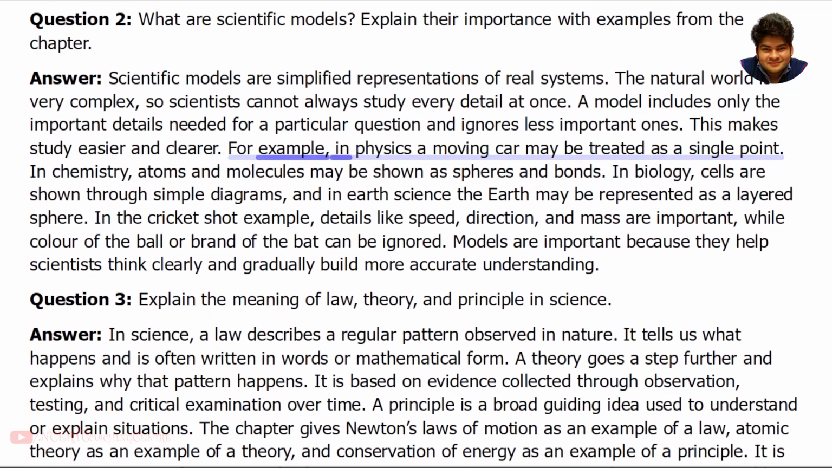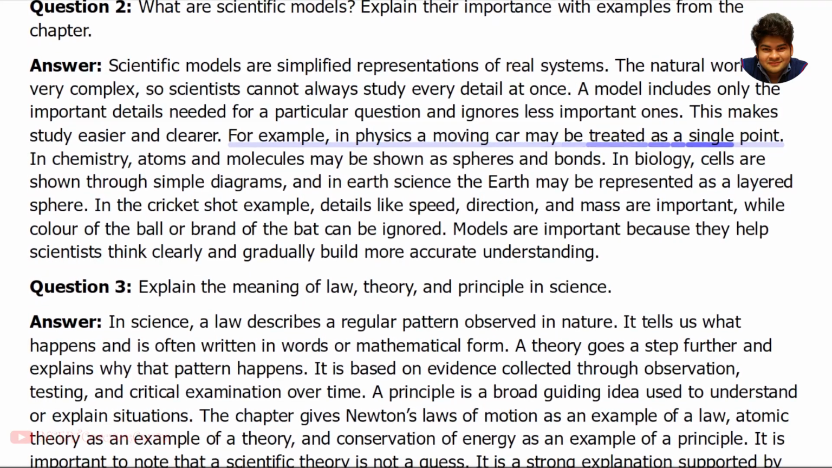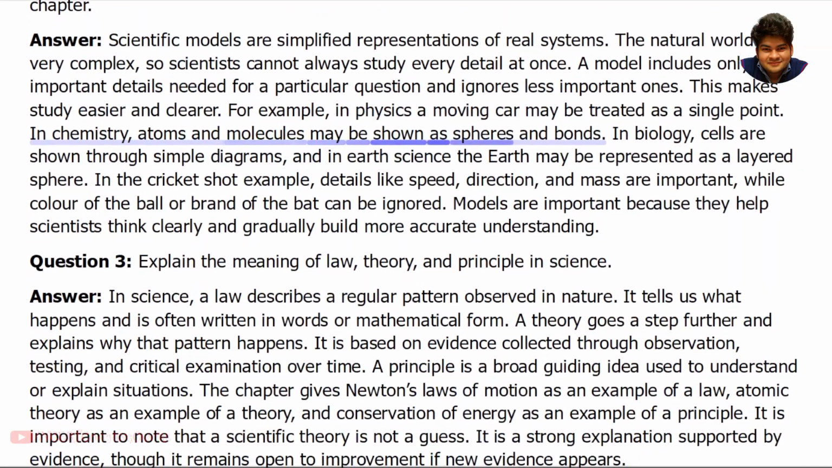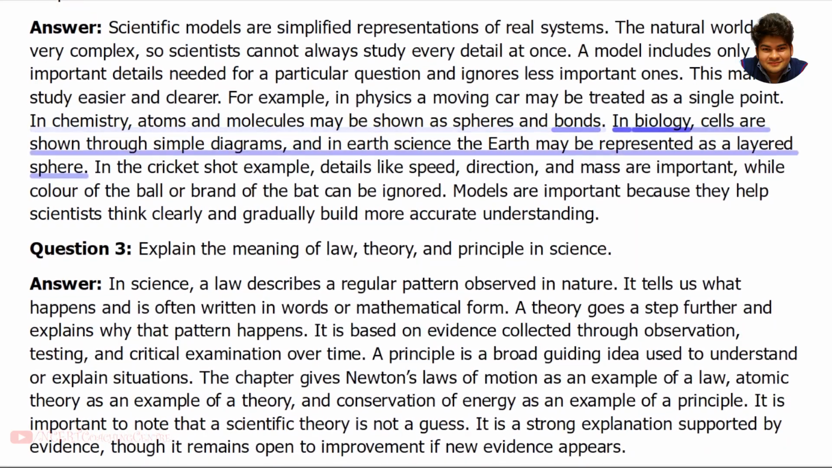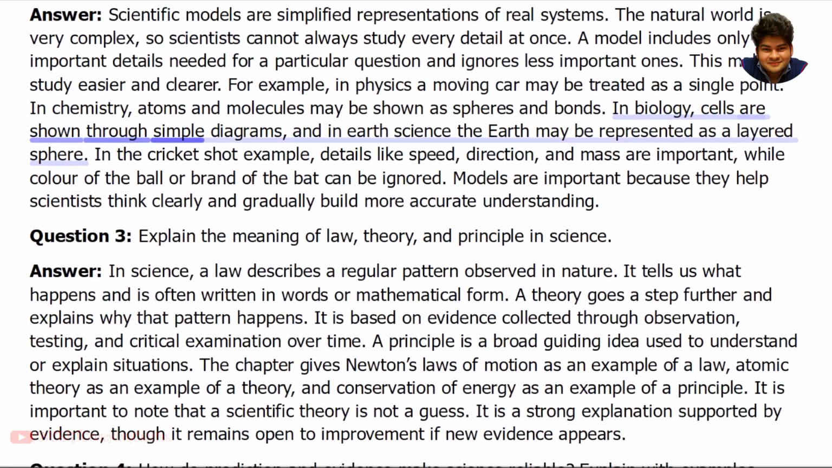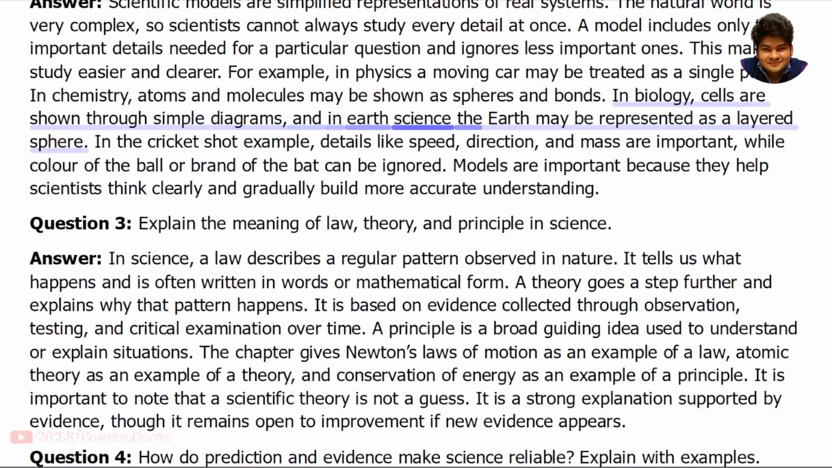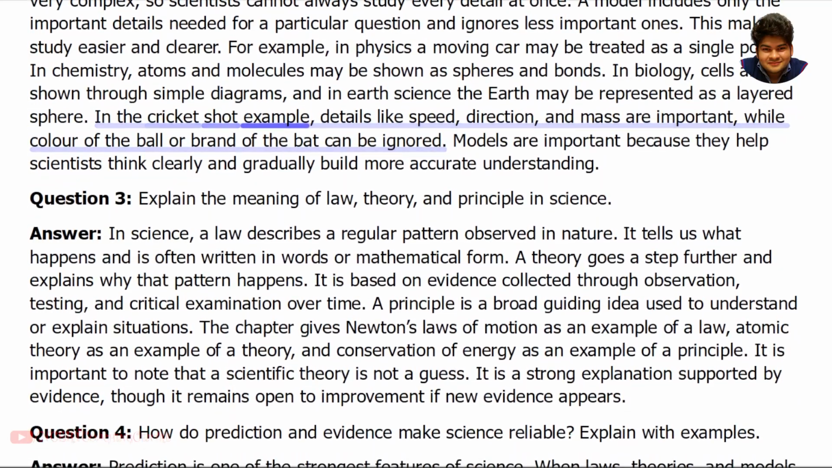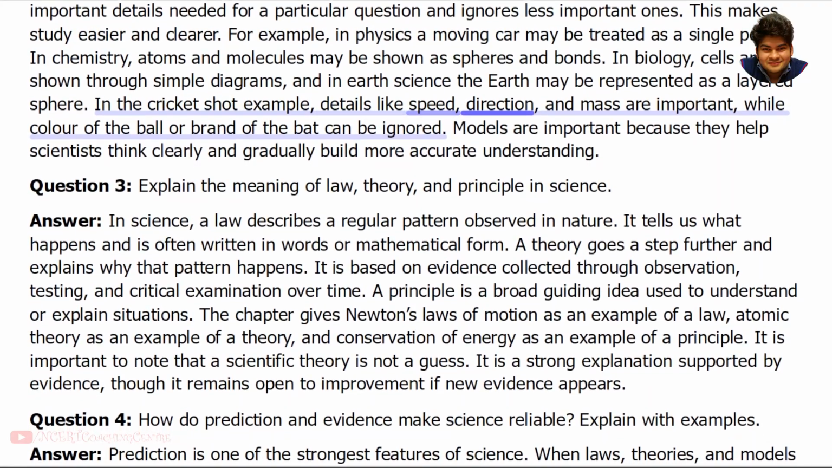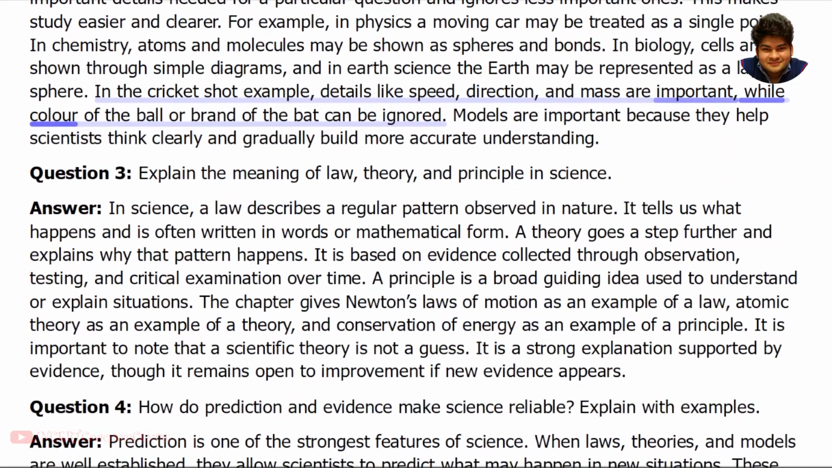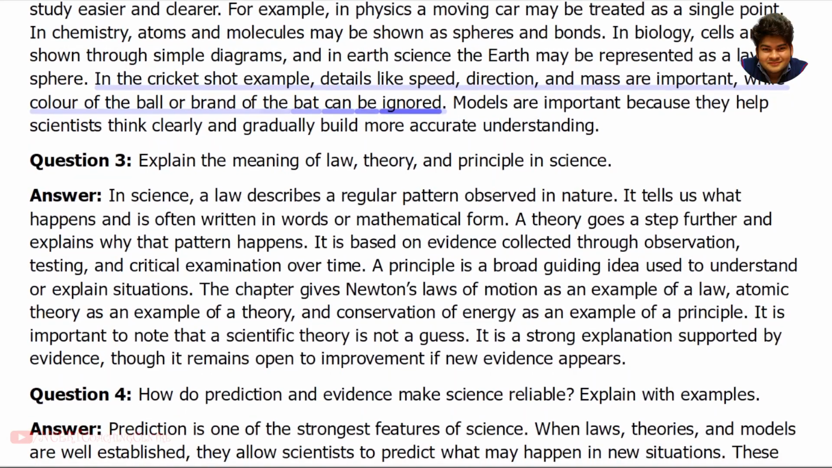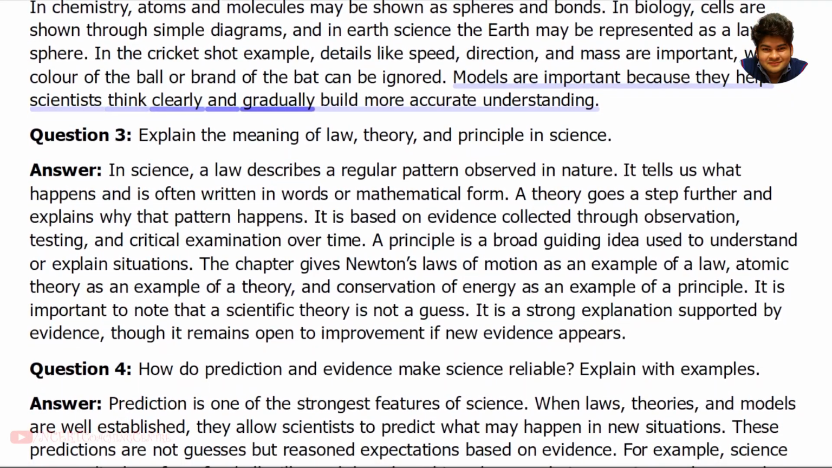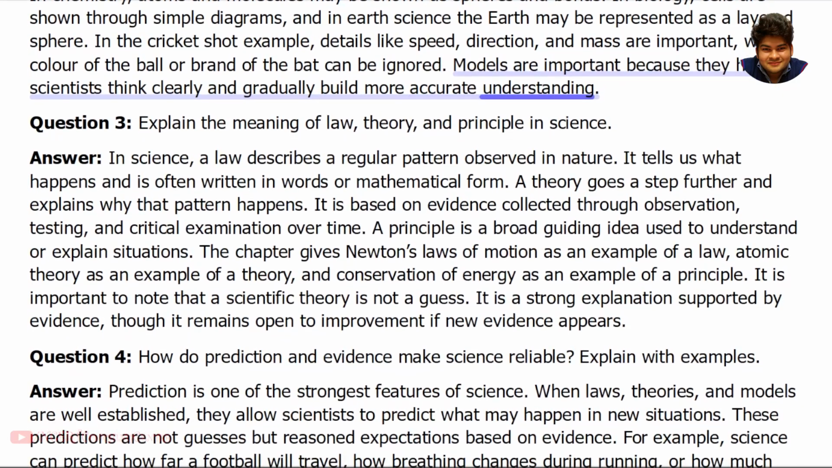For example, in physics a moving car may be treated as a single point. In chemistry, atoms and molecules may be shown as spheres and bonds. In biology, cells are shown through simple diagrams, and in earth science the earth may be represented as a layered sphere. In the cricket shot example, details like speed, direction, and mass are important, while color of the ball or brand of the bat can be ignored. Models are important because they help scientists think clearly and gradually build more accurate understanding.